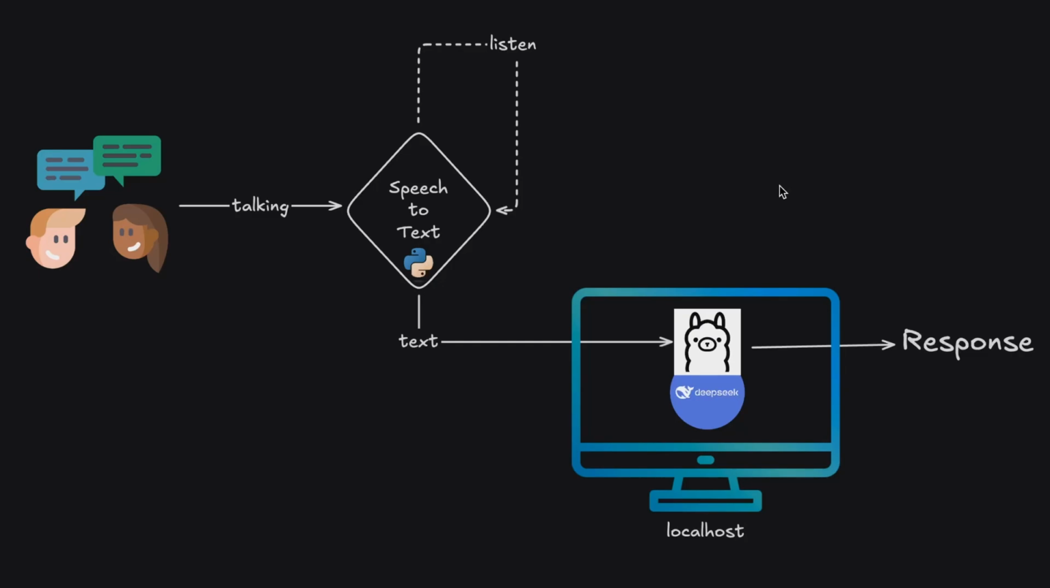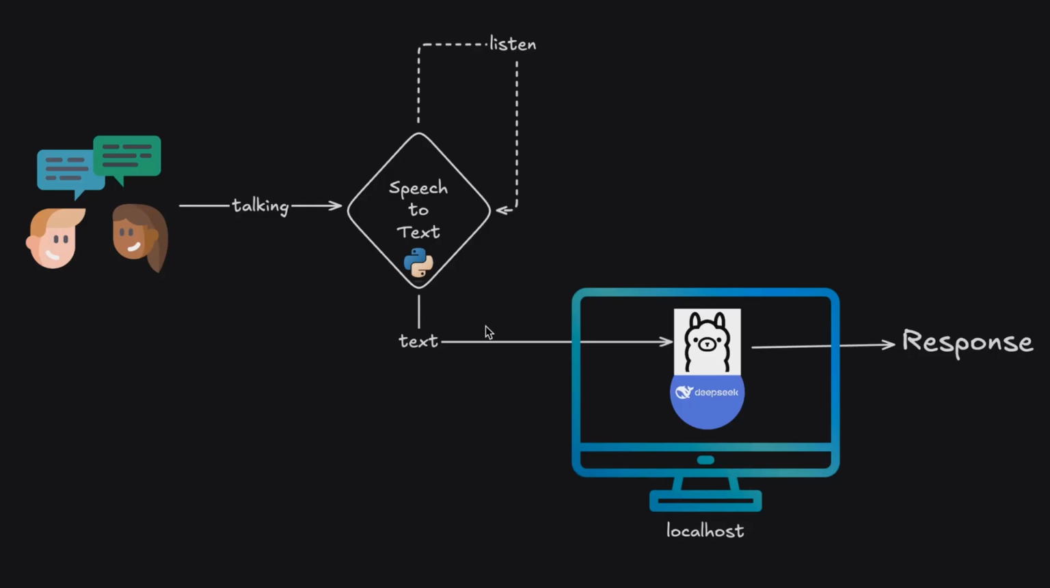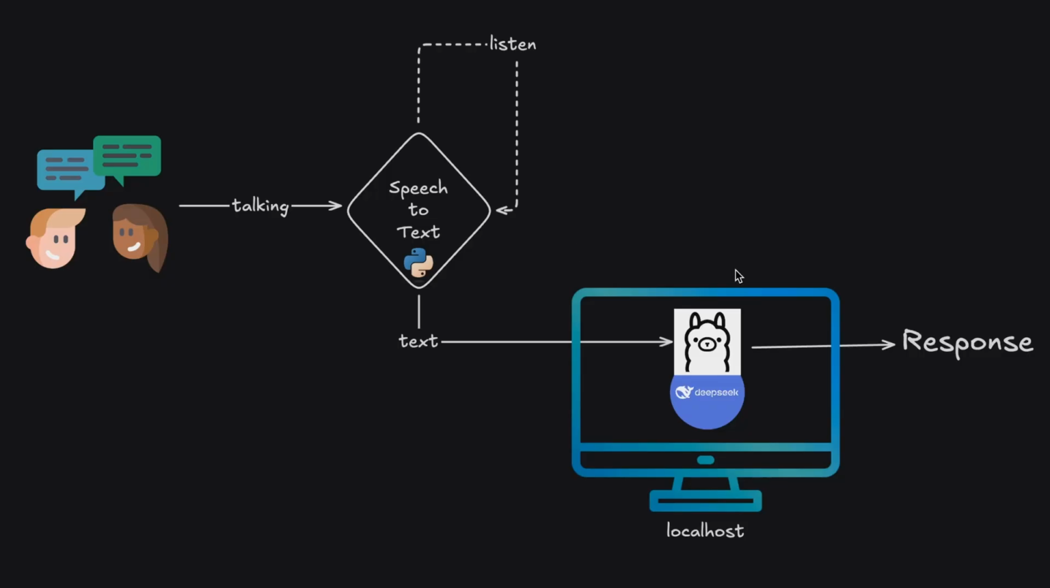In this video, I will show you how to build this system. We will have a Python script that is going to be constantly listening to audio. It will convert this audio into text, and then we will send this text to a locally running AI model. We will run deepseek-coder AI on our machine using Ollama. I will show you how to set up everything and how we can send requests from a Python script to a locally running large language model.